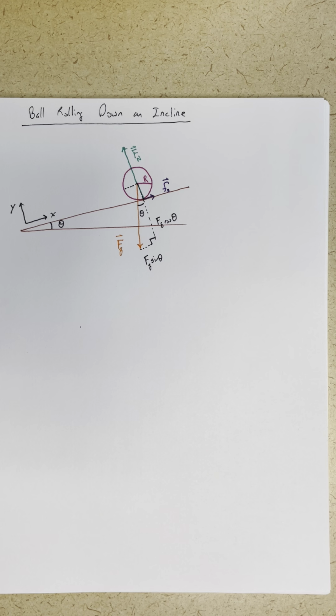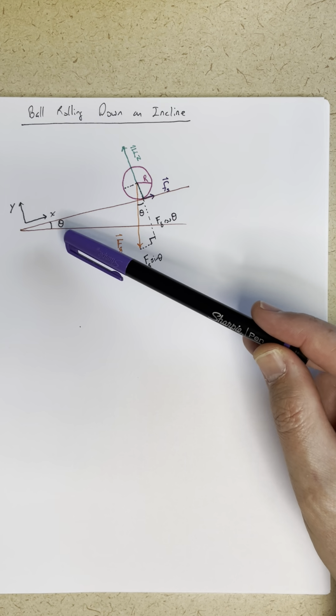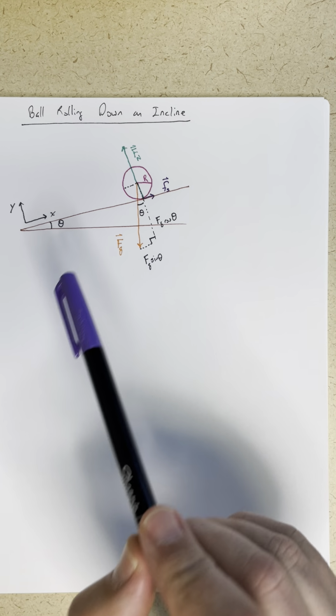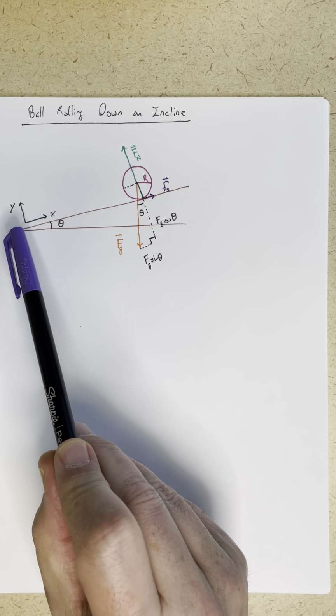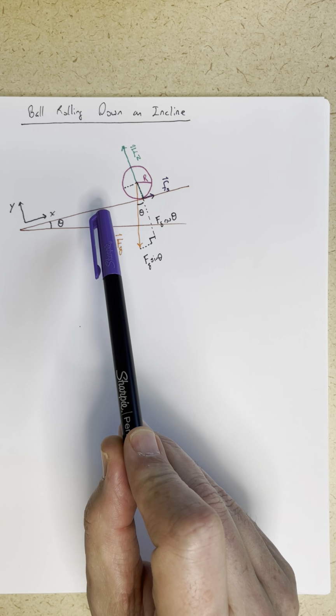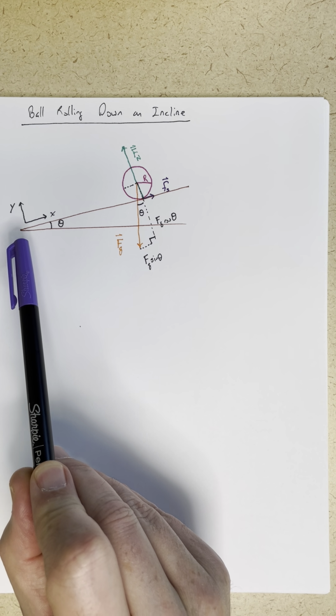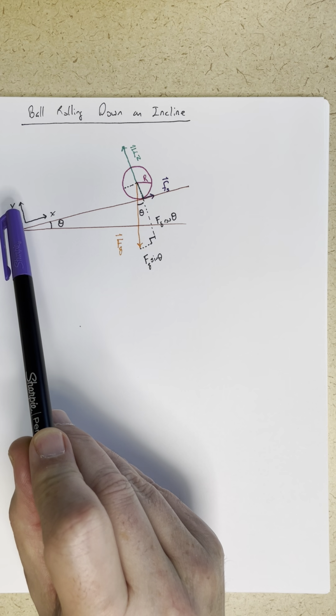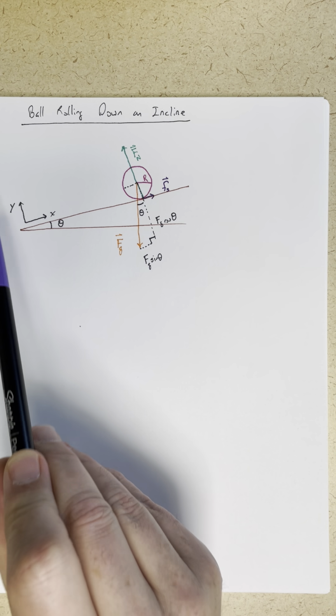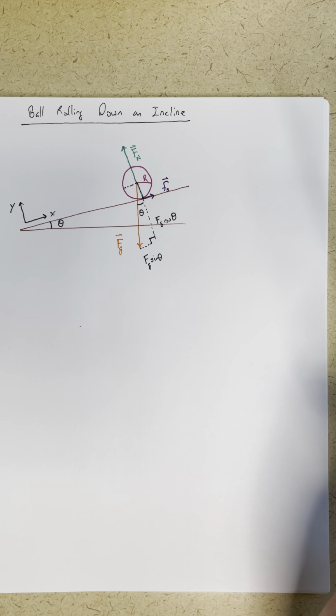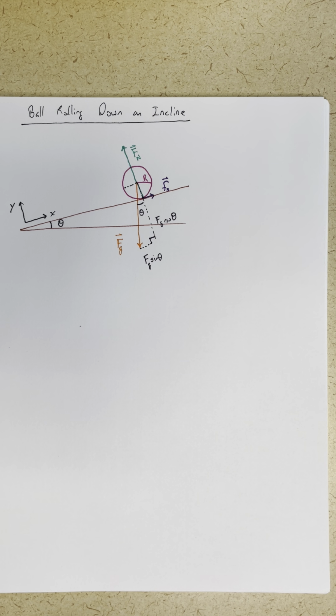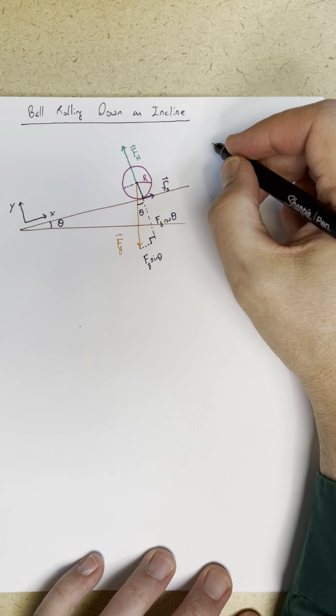Let's work out an example, the case of a ball rolling down an inclined plane. The plane is inclined at an angle theta. I pick coordinates where x points up the inclined plane, parallel to it. Y is perpendicular to the inclined plane, and again, it's the upward direction away from the plane. Let's step through some of the things that we know about this situation.